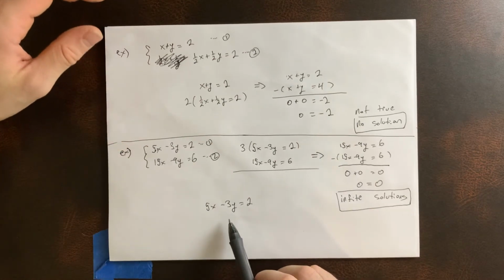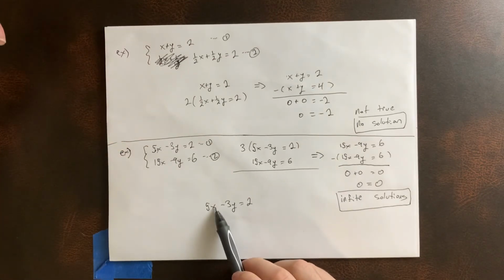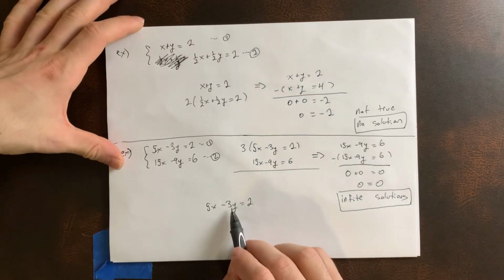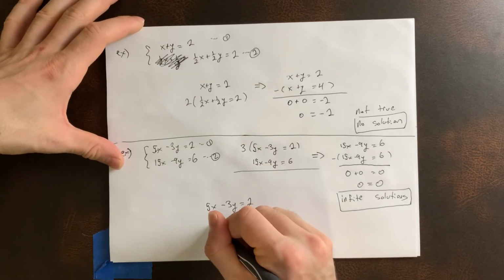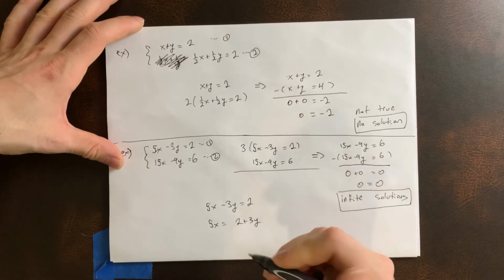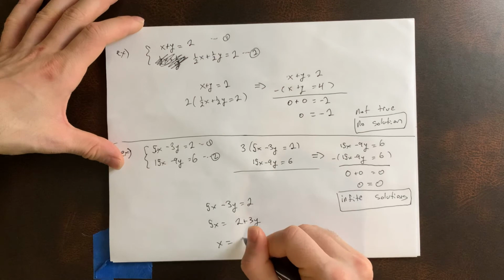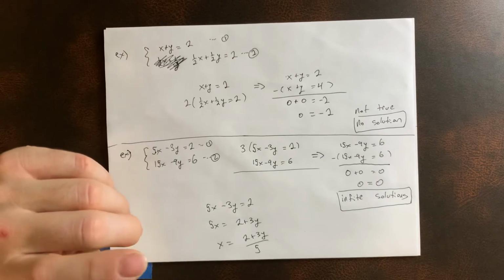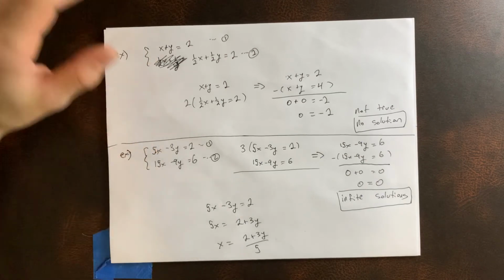And then we're going to pick a variable to solve for. Again, it doesn't matter. We could choose to solve for y, or we could choose to solve for x. Let's just choose to solve for x. So we'd add this 3y over, then divide both sides by the 5. Okay, so this is telling us a couple of things here.